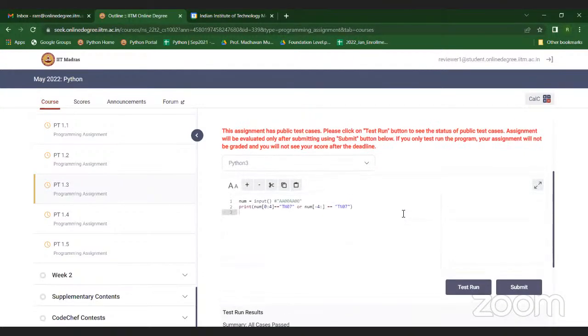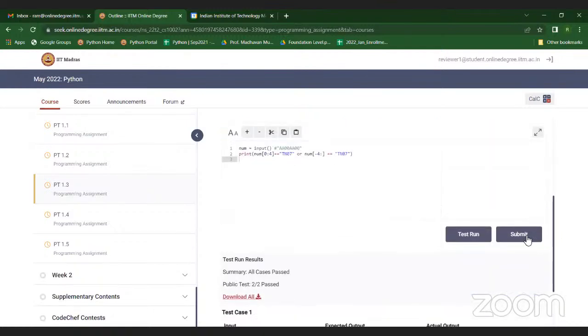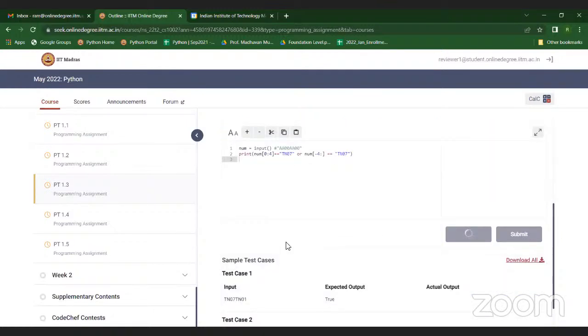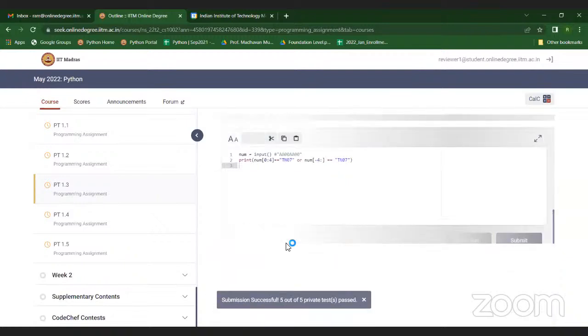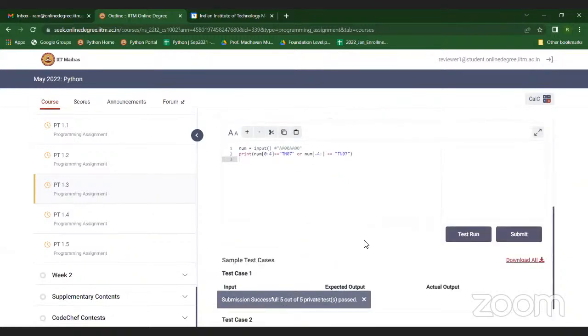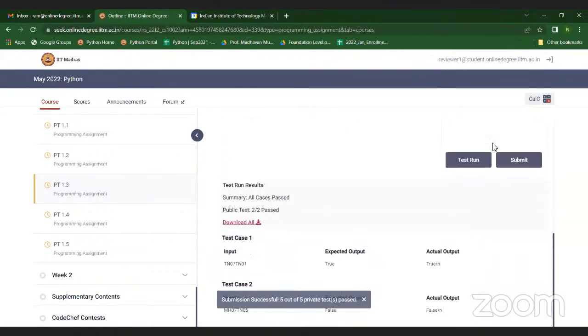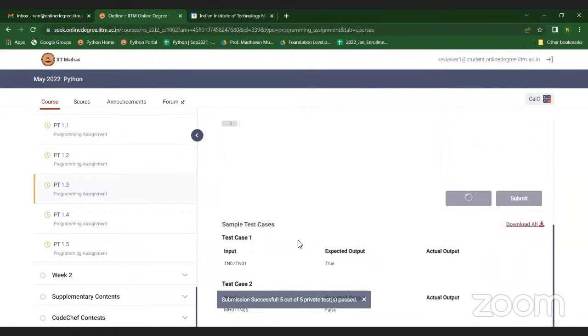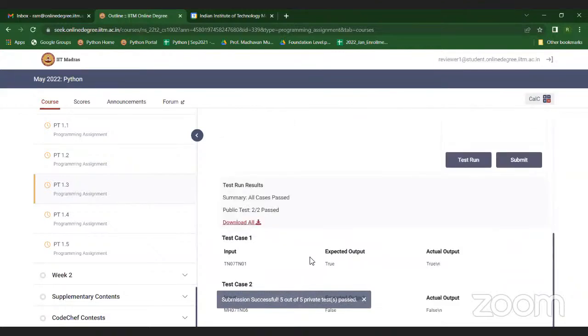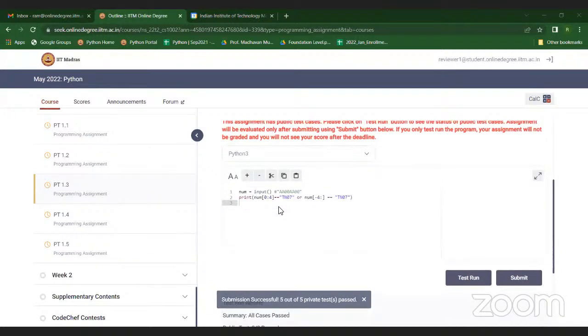Did you pass the private test cases also when you submitted it? Are you able to pass all private test cases? Yes, sir, 5 out of 5. Okay, so then you're basically just lucky. If the test case had been asking for the last 4, then you would have failed one of the test cases.